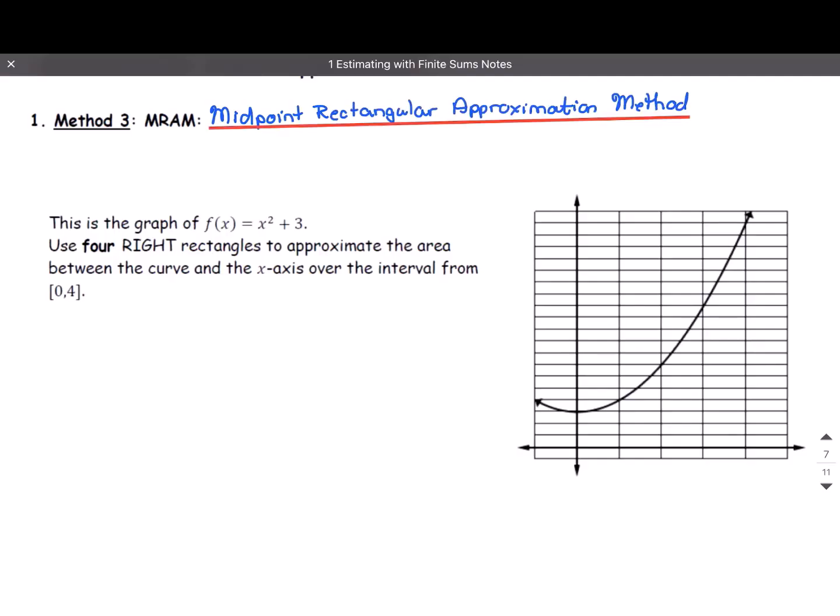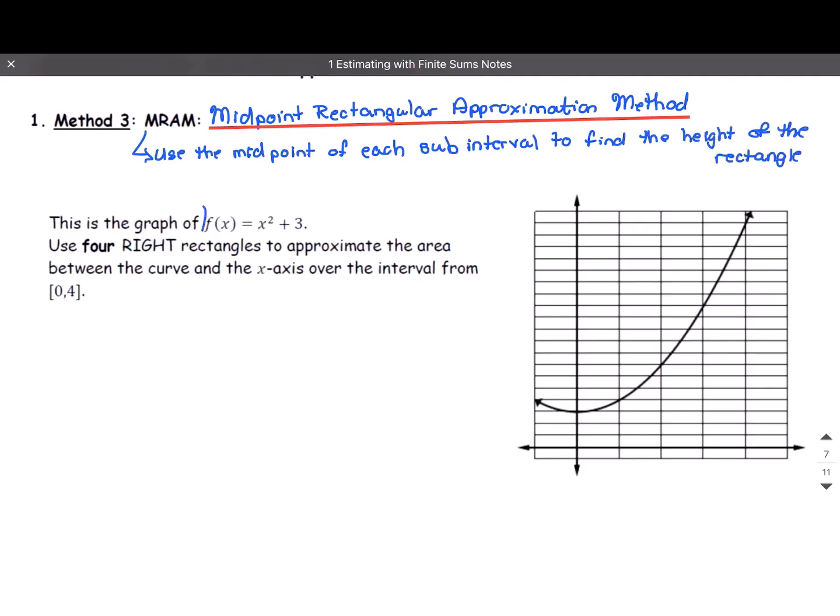Now, for the midpoint rectangular approximation, we're going to use the midpoint of each subinterval to find the height of the rectangle. And again, we're going to use the same function, and we're still using 4, right? Oh, midpoint rectangles. And we're using 4 midpoint rectangles. That should say midpoint, not right. Sorry. So we're going to do an MRAM sub 4.